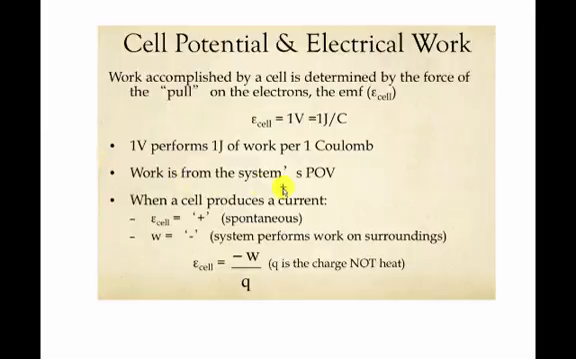Anyway, everything's done from the work of the system, from the system's point of view. So the system is what is losing work, or energy in this case. So when a cell or battery produces a current, the cell potential has to be positive. We know that it's spontaneous, that it's going to perform that action. Well, the work has to be negative.